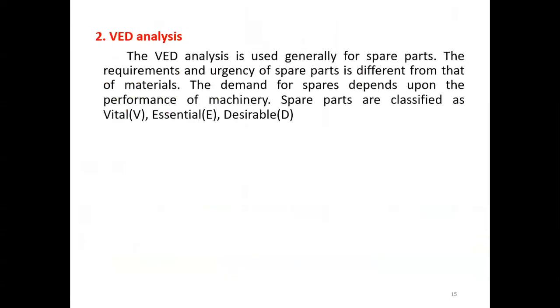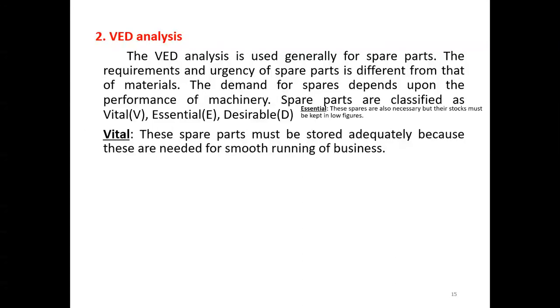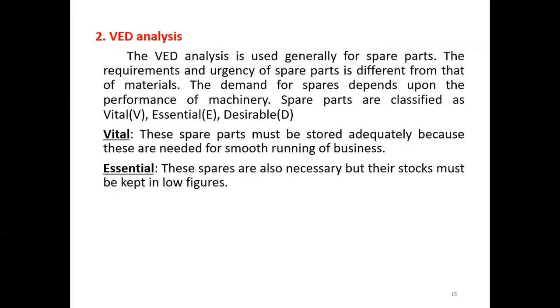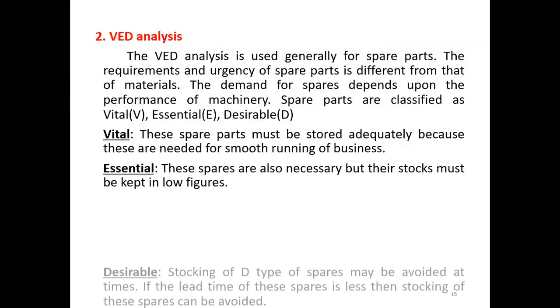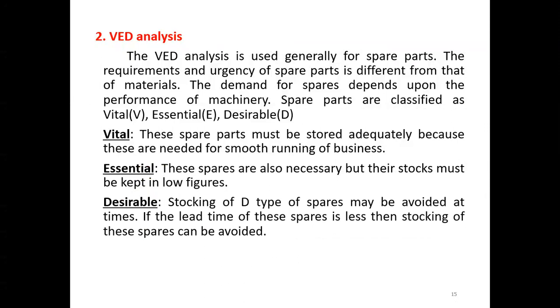So the second analysis is VED analysis. Usually this is meant for spare parts. The requirements and urgency of spare parts are different from that of the material. So here V means vital, E means essential, D means desirable. The items are classified on the basis of their criticality to the production process or other services.